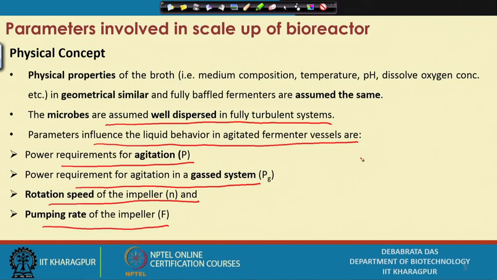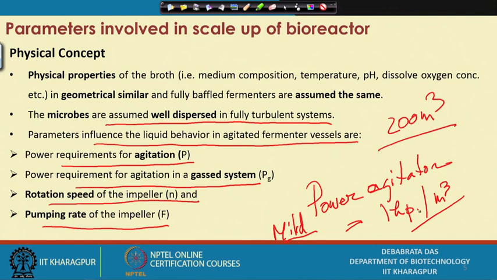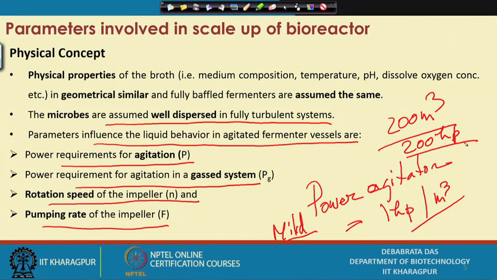One is the power. Now, what is the power requirement? I told you that most of the power is consumed by the agitator. How much power is required for mild agitation? If you consider mild agitation, then the power requirement is about 1 HP, horsepower, per cubic meter volume of the reactor. Now, suppose somebody wants to operate a 200 cubic meter reactor, so the power drawn by the agitator will be as high as 200 HP, a huge power. More power means more monetary investment. So for the purpose of the scale up, we shall also have to look into what should be the minimum power requirement in the agitator to get the maximum amount of product. This is also another very important thing.